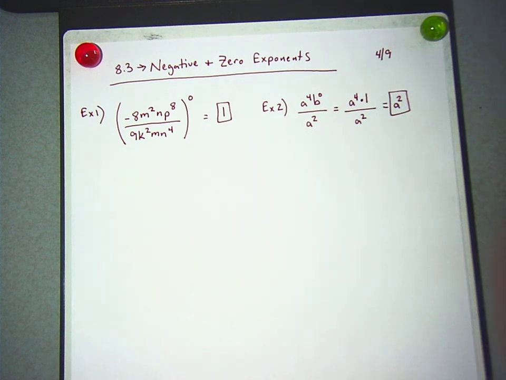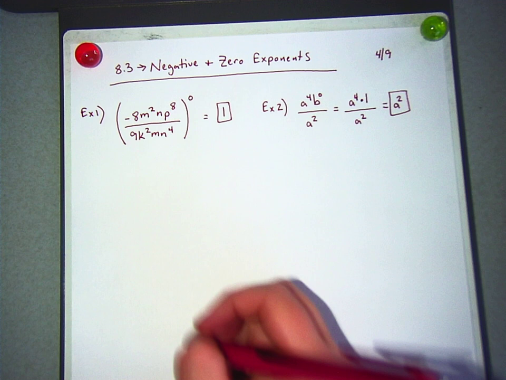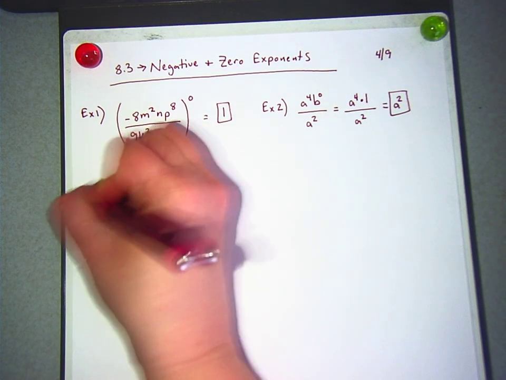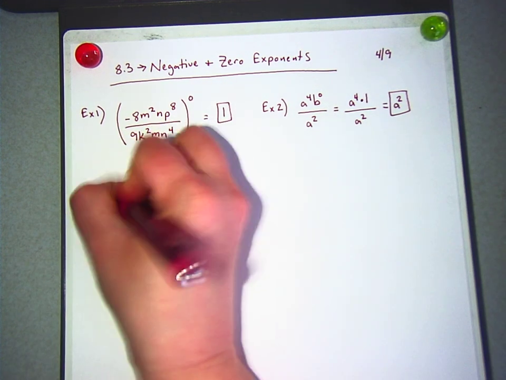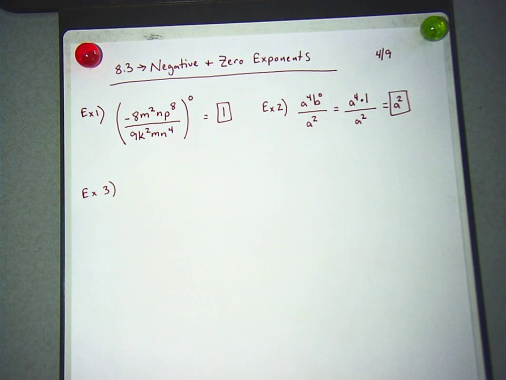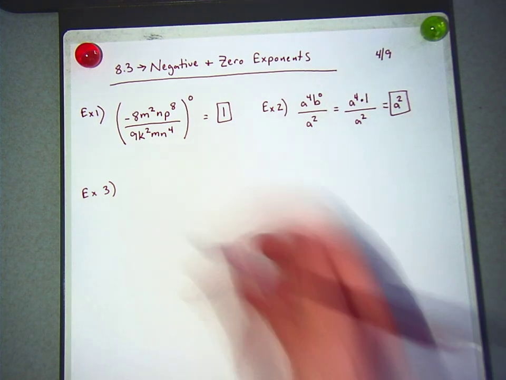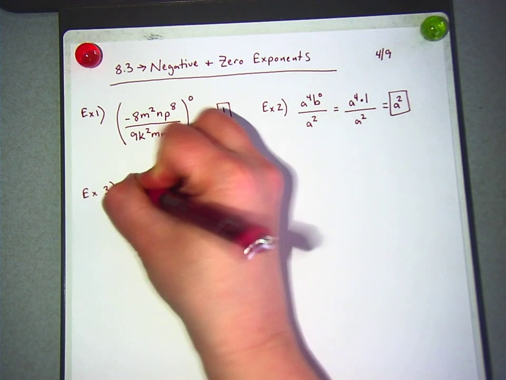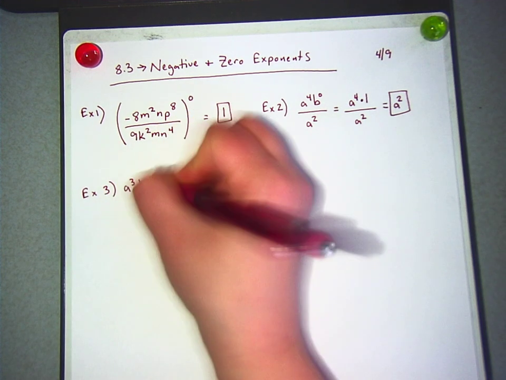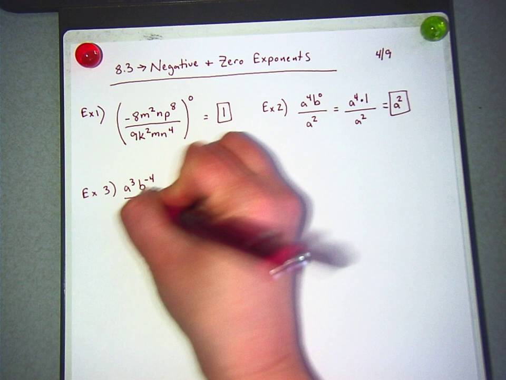All right, next. Let's try this one. Example 3. A to the 3rd, b to the negative 4th, c to the negative 2.